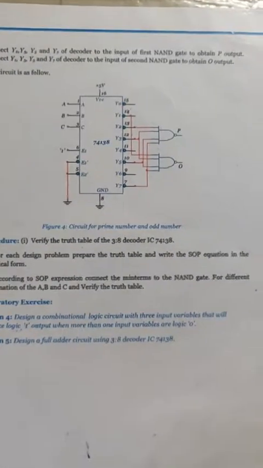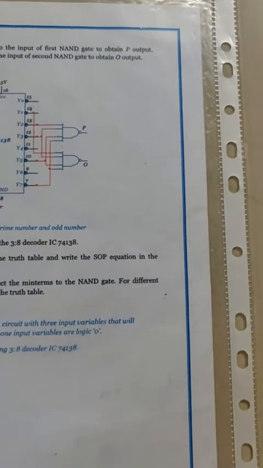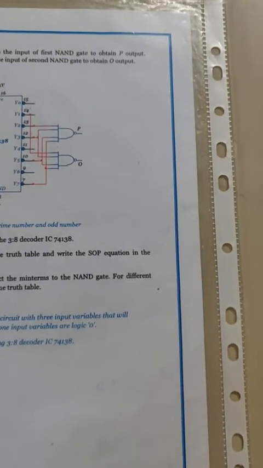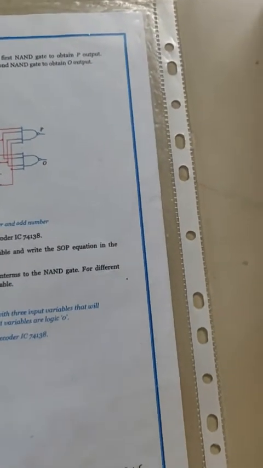So this way you can use the 3 line to 8 line decoder or the 74138 IC to prepare a sum of product equation or design a NAND circuit or AND OR circuit using this IC and NAND gates.